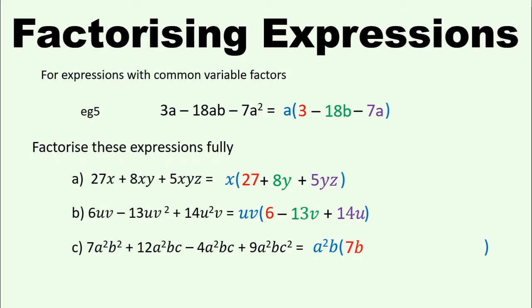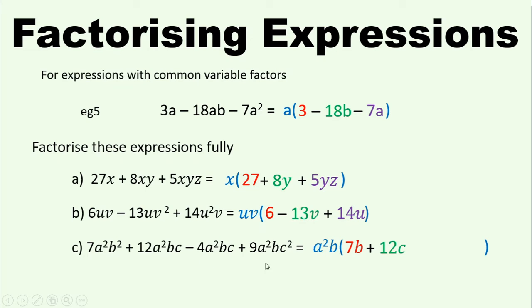For the second term, positive 12a squared bc divided by a squared b. It's still going to be positive because a positive divided by a positive will stay positive, so that's plus 12. The a squared cancels, the b cancels, and we're left with a c. So plus 12c. My third term, negative 4a squared bc divided by a squared b.